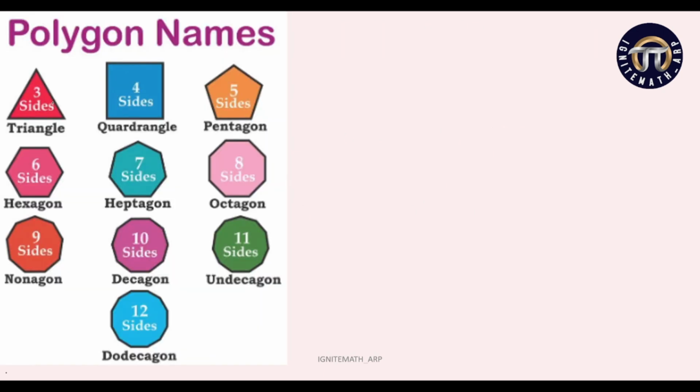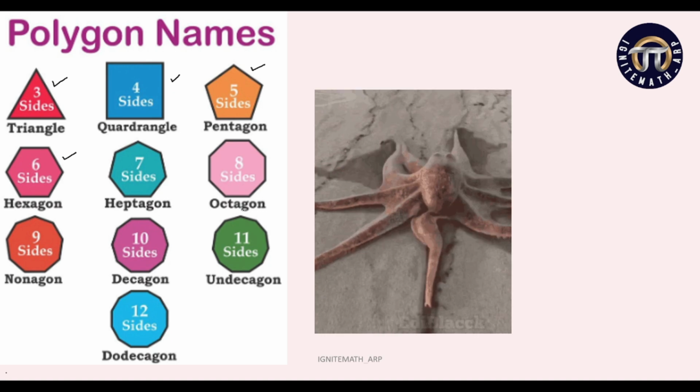Observe over here. A three-sided polygon is called a triangle, a four-sided polygon is called a quadrilateral or quadrangle, a five-sided polygon is called a pentagon, a six-sided polygon is called a hexagon, and a seven-sided polygon is a septagon or heptagon. For eight sides, you might have heard the term octagon.